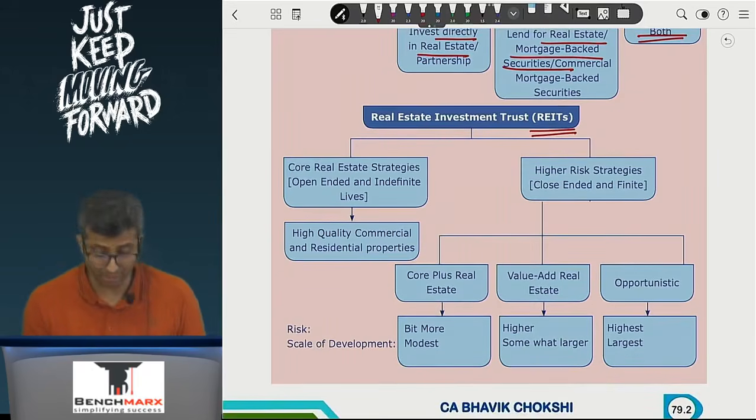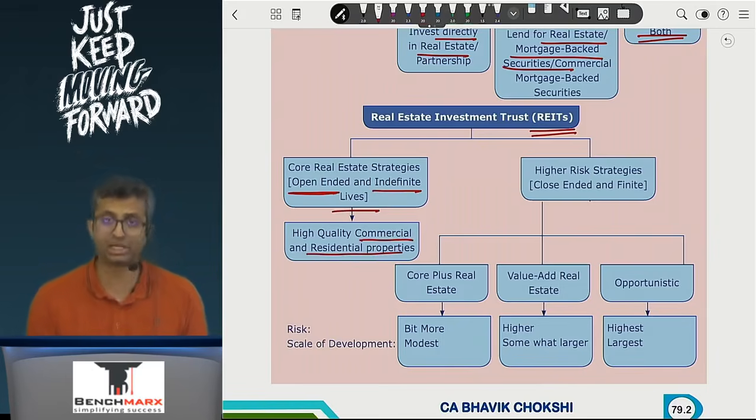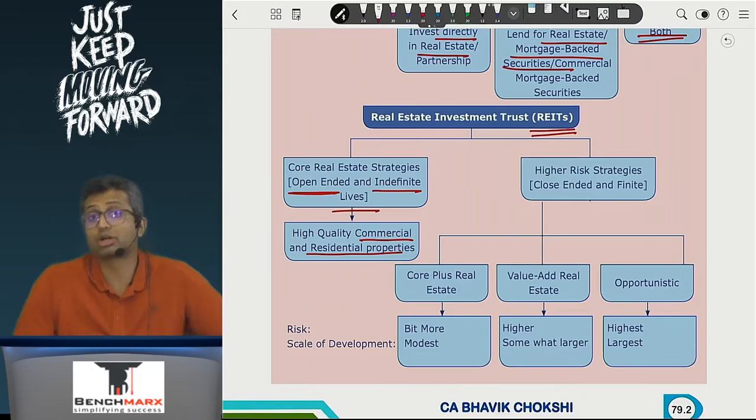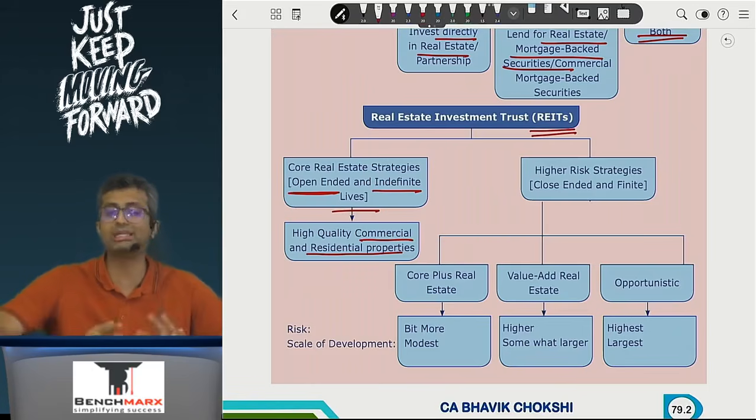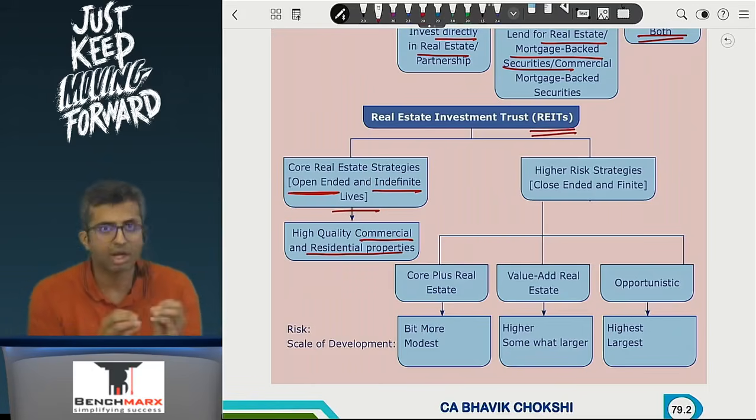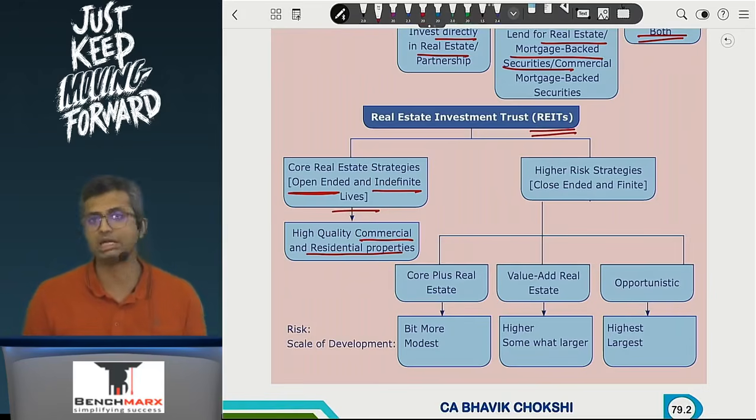there are various investment strategies which can be followed by the REIT. There can be an open-ended real estate investment trust with an indefinite life, something like high quality commercial or residential properties. These are the common avenues. So usually REITs will invest in really good developments, really good properties, etc.